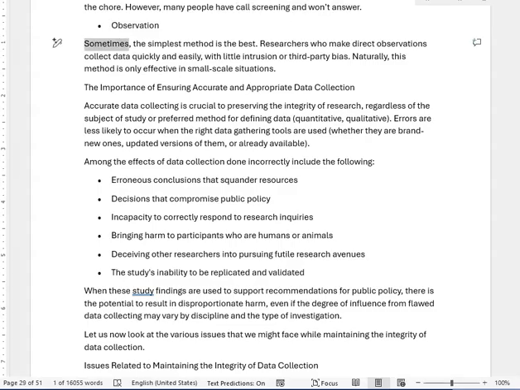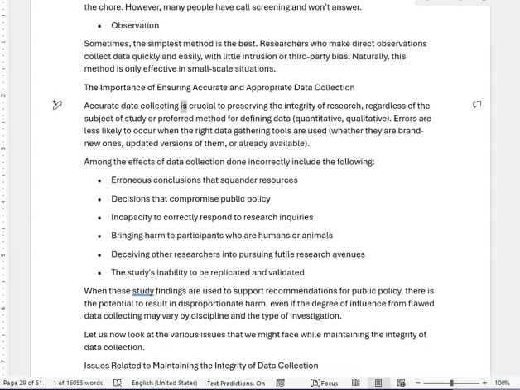Observation. Sometimes, the simplest method is the best. Researchers who make direct observations collect data quickly and easily, with little intrusion or third-party bias. Naturally, this method is only effective in small-scale situations. The importance of ensuring accurate and appropriate data collection.